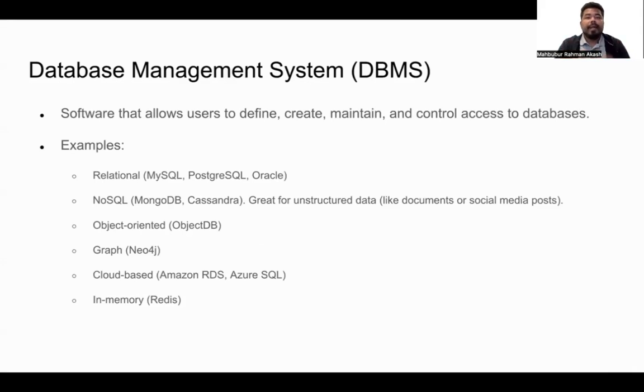We need something to manage this database, right? Any software. That is called a database management system, software that allows users to define, create, maintain, and control access to the database. Popular database management systems include relational databases like MySQL, PostgreSQL, and Oracle. For NoSQL databases, we have MongoDB and Cassandra. NoSQL databases are great for unstructured data. Remember, relational databases are good for structured data, and NoSQL is good for unstructured data.